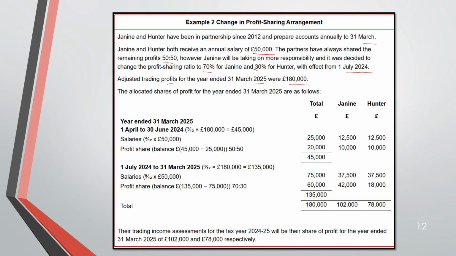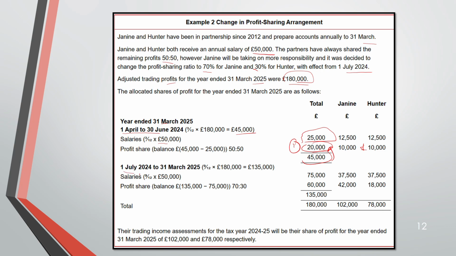It is from 1st April 24 to 30th June. Until this date, old sharing ratio. So April, May, June, 3 months only. So 180 when you are taking, this 180 you have to take for 3 months, which is 45. And when you are taking the salary 50, you have to take 3 months. So it's 20. And take into 50-50 ratio. Same for salary. Salary is 25,000, take 50-50 ratio. And this is 45, so the balance is 20. This is number 1. Once you get 20, you know the profit sharing ratio is 50-50, so 10,000 each.